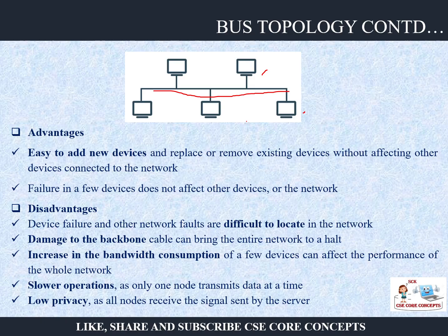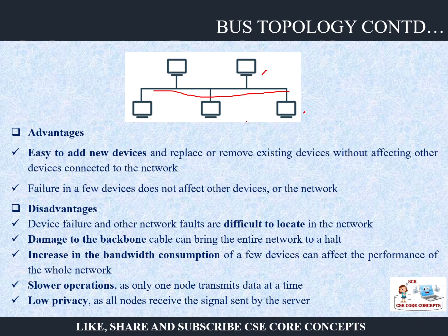If the network has a fault, it is difficult to locate which node is not working because all the nodes are commonly attached to that single bus. So in case your network is down, you need to check each and every node to find the problem. Then if the common bus cable, or you can say the backbone cable, is damaged, then the entire network is stopped, nothing will work.